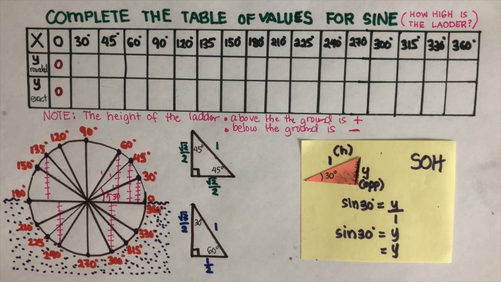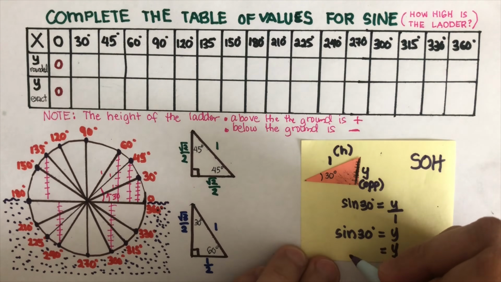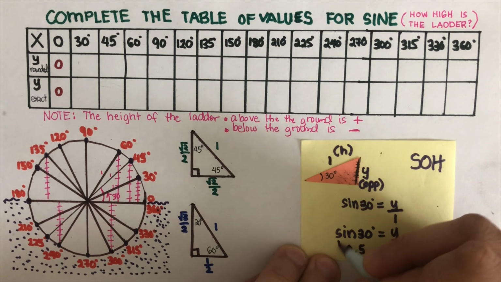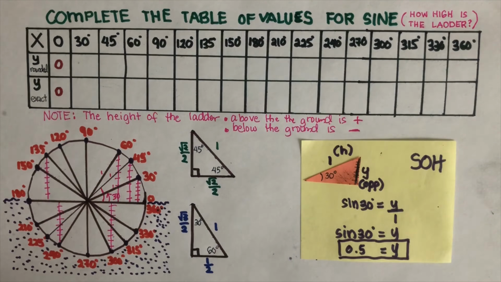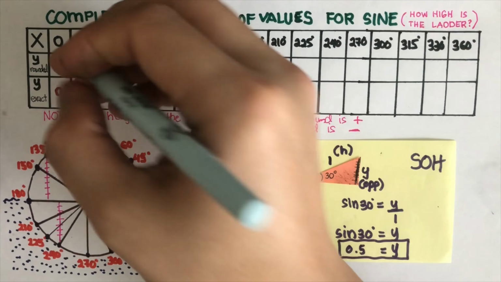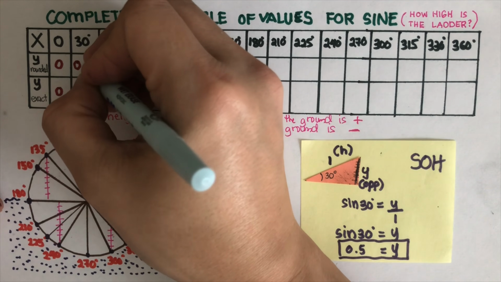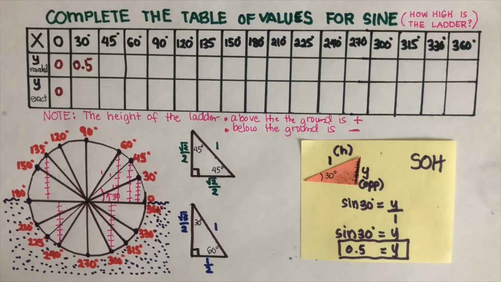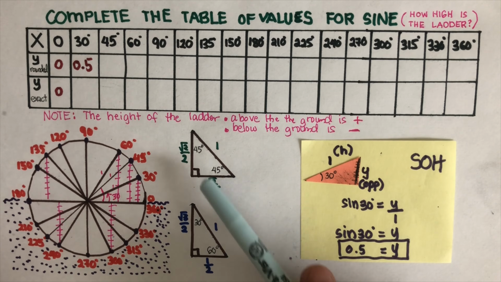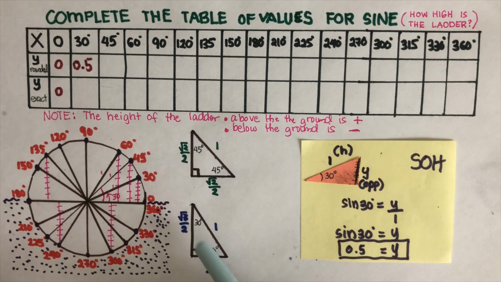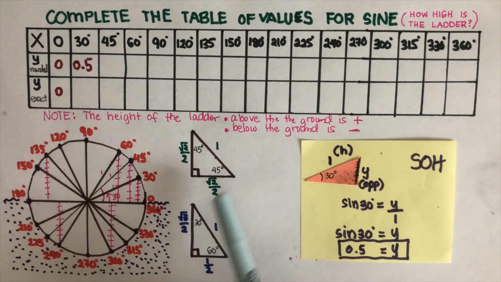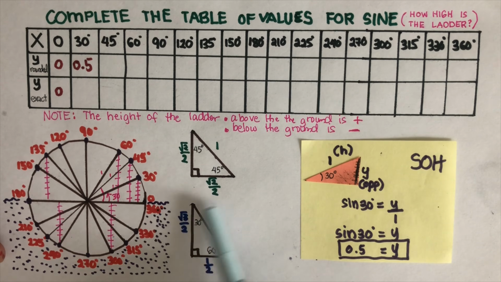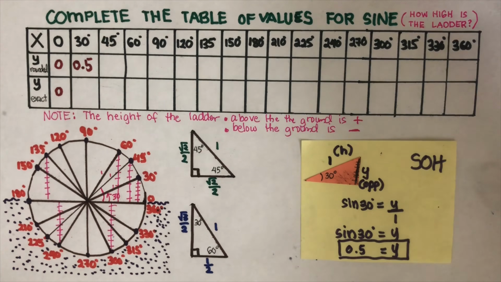So then I'm going to write here 0.5, and this is the value that we have here. So I'm going to write it up here. This is 0.5. Now, how do we get the exact? The exact value would come from the special right triangle. So the rounded values are the ones that we solve, and the exact values are the ones that we can see outside of this special right triangle.